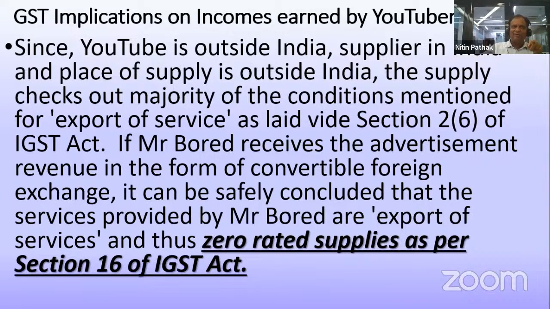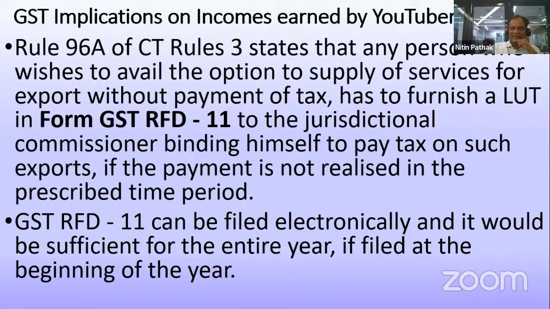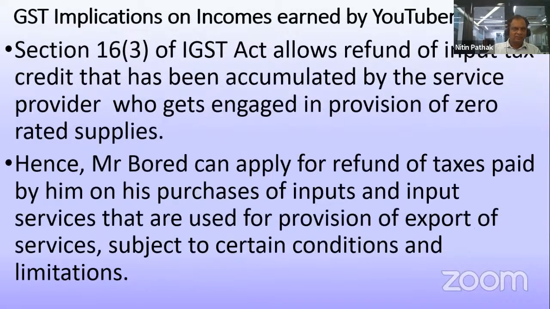Now, if it is zero rated, what are the provisions to follow? Rule 96A of the CGST Rules states that any person who wishes to avail the option to supply services for export without payment of tax has to furnish an LUT in form GST RFD-11 to the jurisdictional commissioner, binding himself to pay the tax if the payment is not realized in the prescribed time. GST RFD-11 can be filed electronically, and it would be sufficient for the entire year if filed at the beginning of the year. Section 16(3) of the IGST Act allows the refund of input tax credit accumulated by a service provider engaged in zero rated supplies. Hence, Mr. Board can apply for refund.